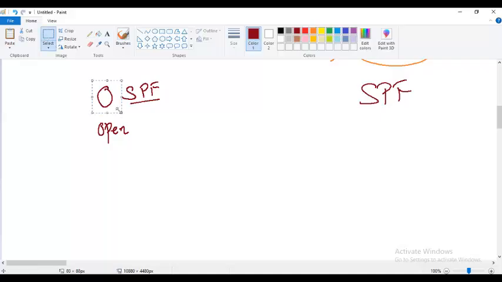It is open standard routing protocol. What is open standard? Open standard means anyone can use it. No one is the owner for it. It's an open standard. And this routing protocol uses SPF algorithm.